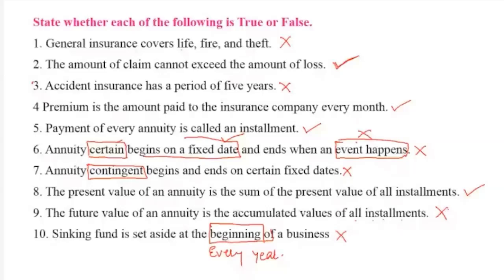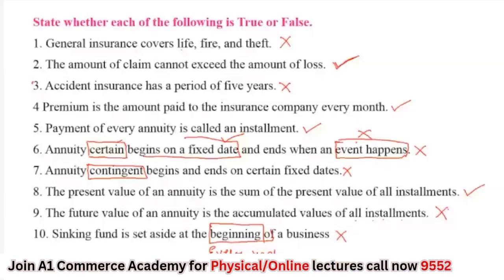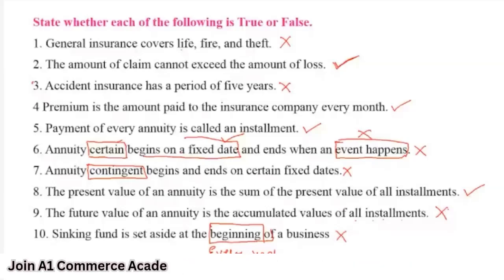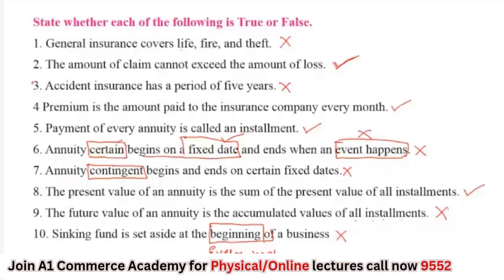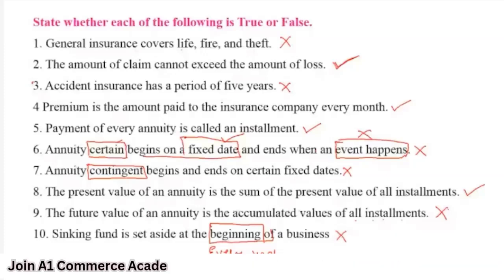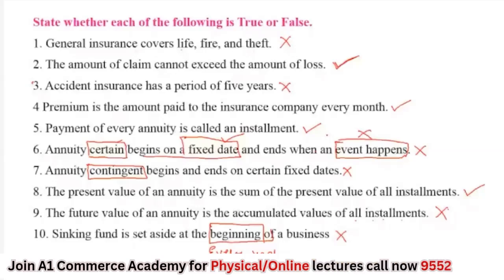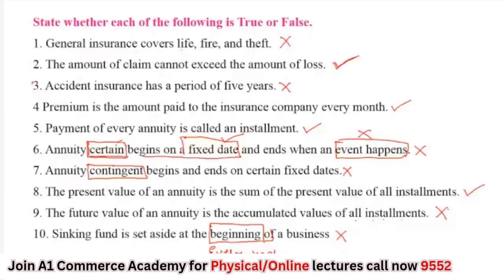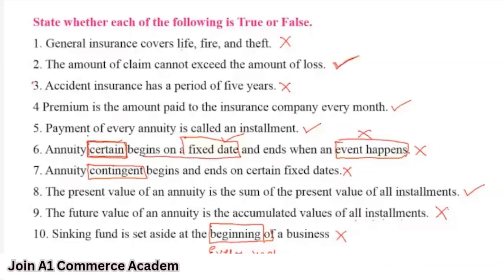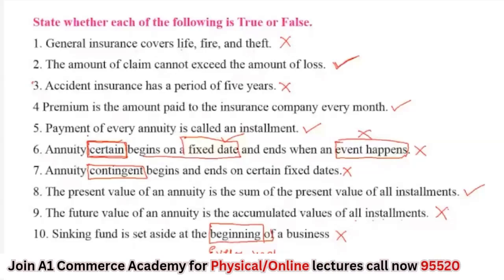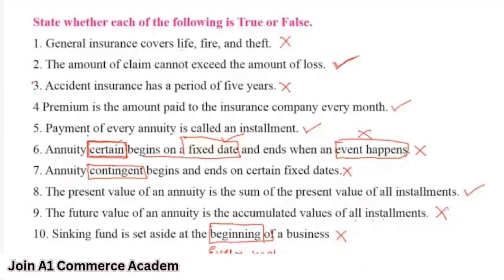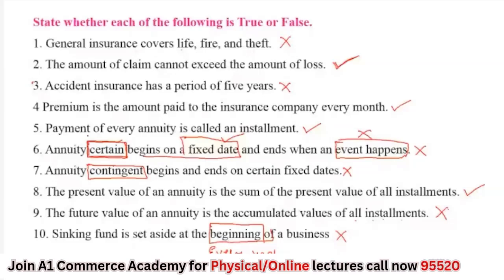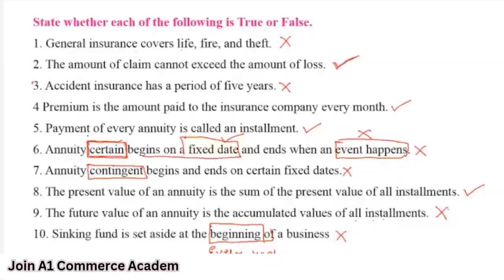Are you getting me? बुक में गलत आंसर हो सकता है. Don't look at book. It begins on a fixed date and it ends on a fixed date. Then it is true. Ends on fixed date बोला था तो true. What is the word? Certain. Certain means fixed. Okay.